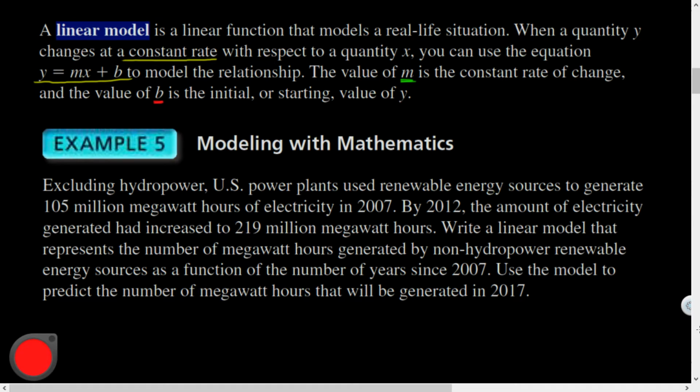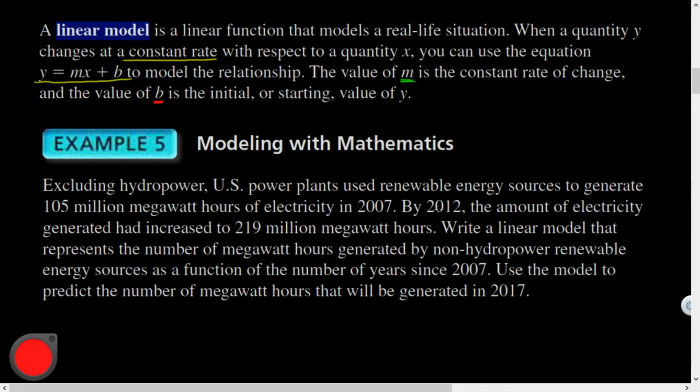Okay, oh my goodness. Whoa, look at these words. There's so many letters and syllables. Excluding hydropower, what are these words even meaning? Okay, U.S. power plants used renewable energy sources to generate 105 million megawatt hours of electricity in 2007. All right, sure, thank you. Let's keep reading and find out what we know.